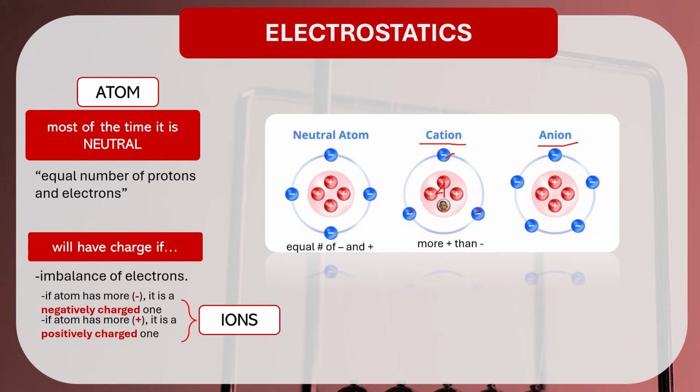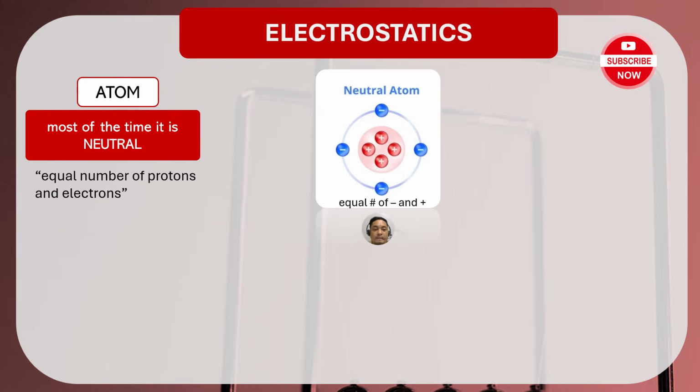An anion is the opposite. It is when an atom has an imbalance of electrons, not the same as the protons, with more negatives than positives. So that's an anion, or a negatively charged particle or atom. Once again, an atom is most of the time neutral, without charge at first. But when there is an imbalance of electrons, this atom will turn into an ion, a charged one.